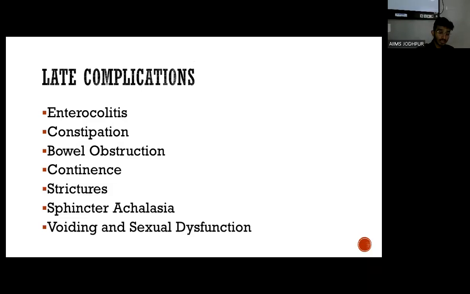Coming to the late complications, which are the main issues we need to look upon on long-term follow-up. This is the reason why patients with Hirschsprung disease should be kept in a closed loop long term. The main complications: the most serious among them being enterocolitis, followed by the most common being constipation, and other complications like bowel obstruction, the most debilitating one, incontinence issues, strictures, sphincter achalasia, voiding, and sexual dysfunction.